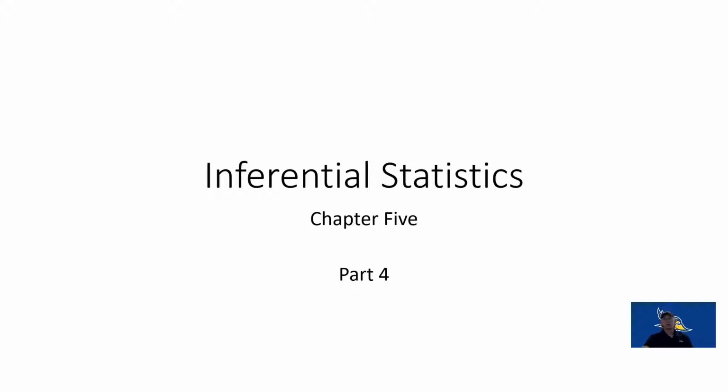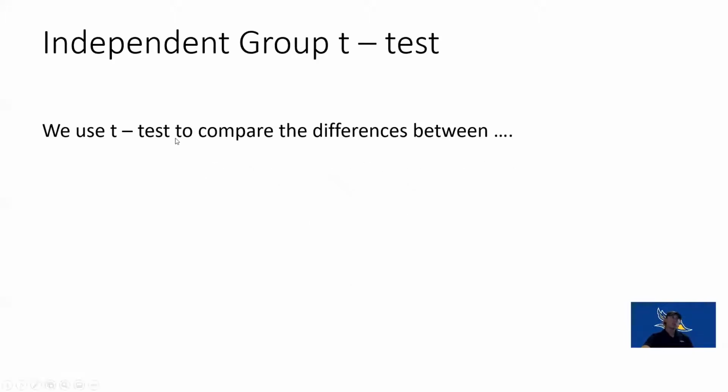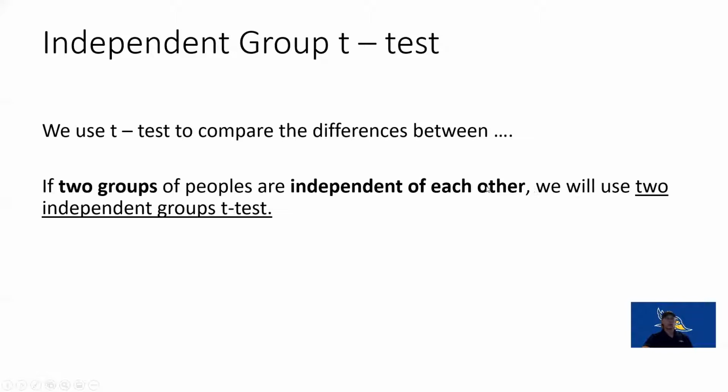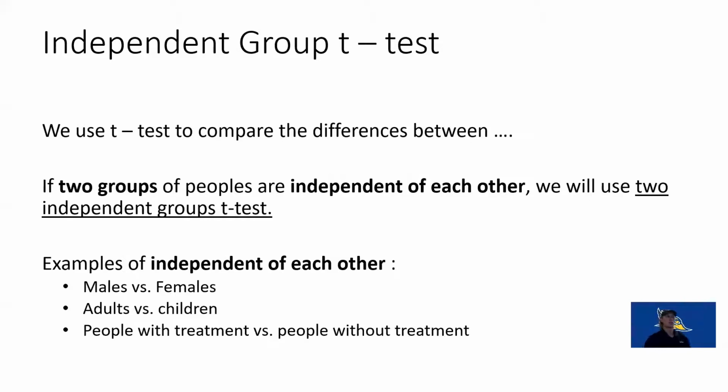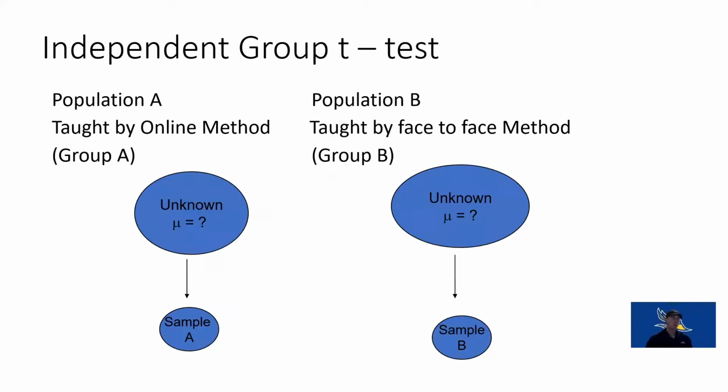Okay, so we use a t-test to compare the differences between two groups of independent nature, or they're not influencing each other. So males, females, children, adult, control, placebo, and a control or placebo and experimental group, two groups that are completely different in population. Like population A, say ones that are taught by the online method versus population B taught by the face-to-face method. So group A and group B.